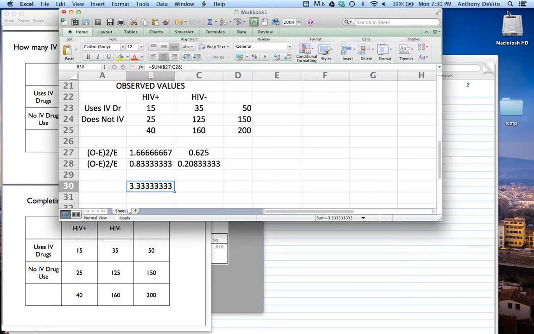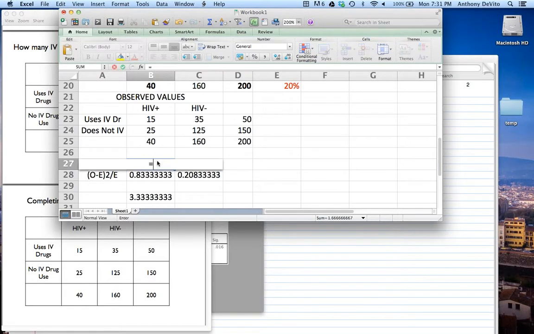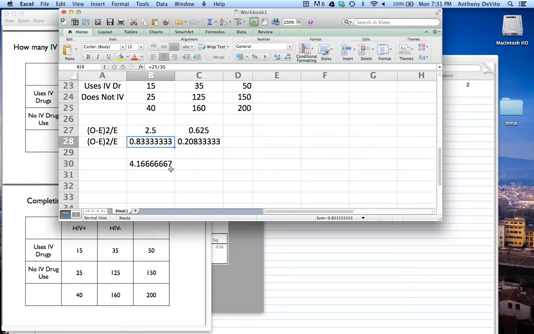Another mistake? Let's see. I'm going to take a look at this one. Observed is 15, minus 10 is 5, that's 25, divided by 10 is 2.5. You're absolutely right. I did the same thing there. Okay, good. So now I got a number, 4.16.